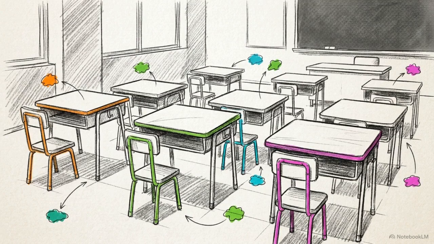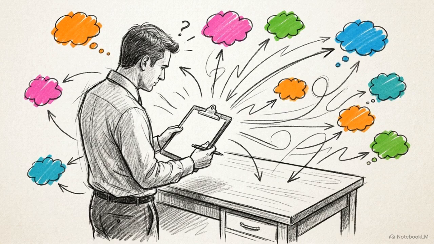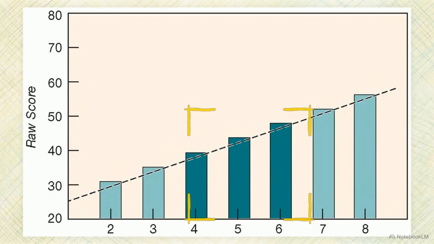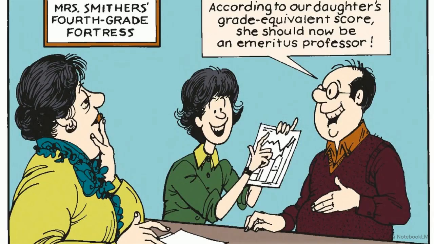How do test developers assign scores to students in grades that never actually took this specific test? They draw a trend line through the actual data points from grades 4, 5, and 6, extrapolating outward in both directions. The remaining performance bars are merely statistical ghosts, interpolated estimates assuming content mastery increases at a perfectly constant rate over time.